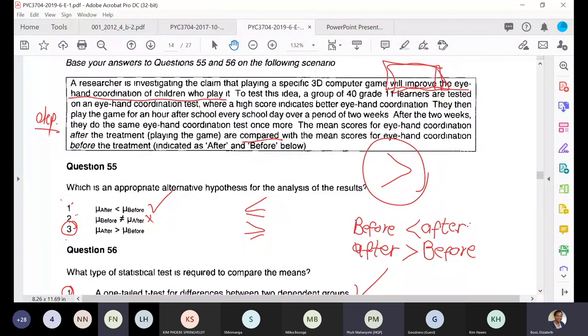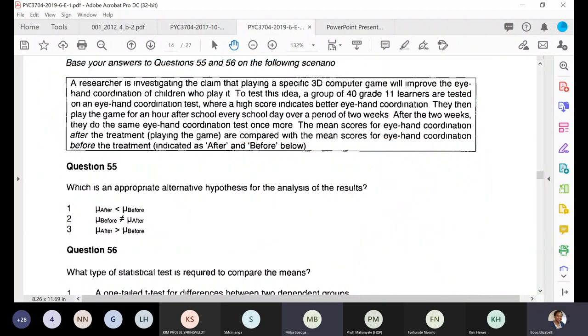Let's make it simple. I think because it says improve, it means it's greater than. To find if playing the computer game has an effect on eye-hand coordination, the effect would be either less than or greater than. Exactly. If I have 50% on my test now, for me to improve, I have to get more than 50%. That's the meaning of the word improve. Okay. All right.